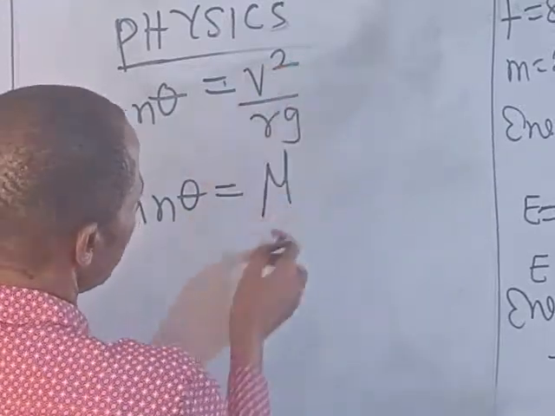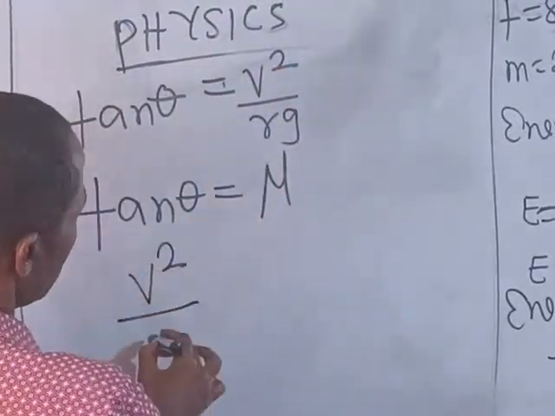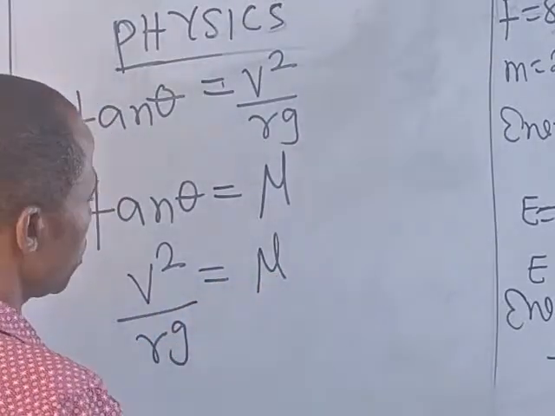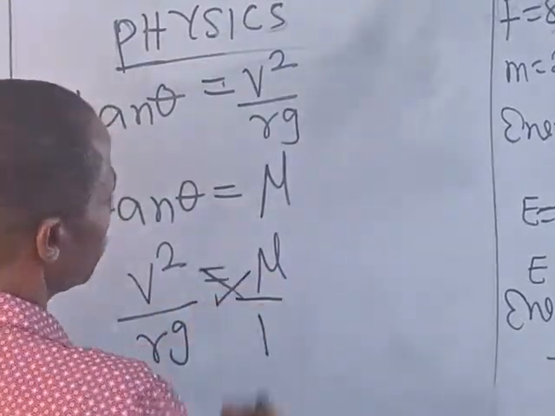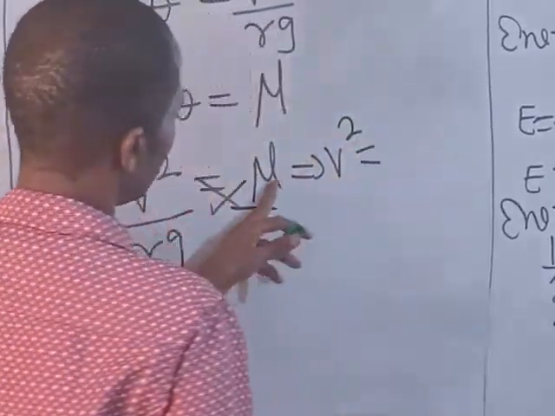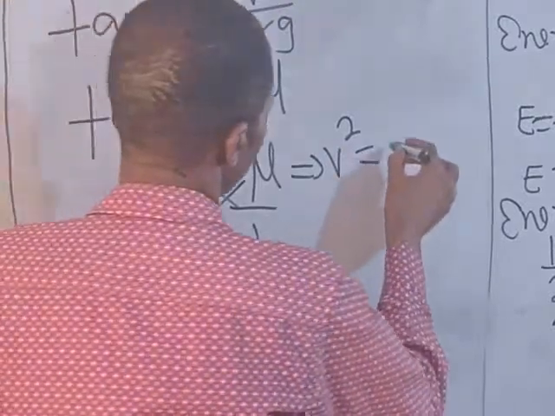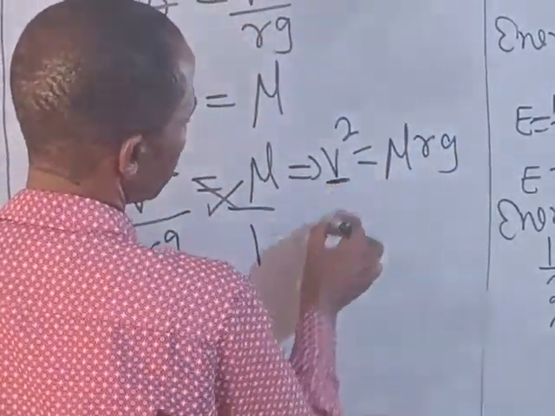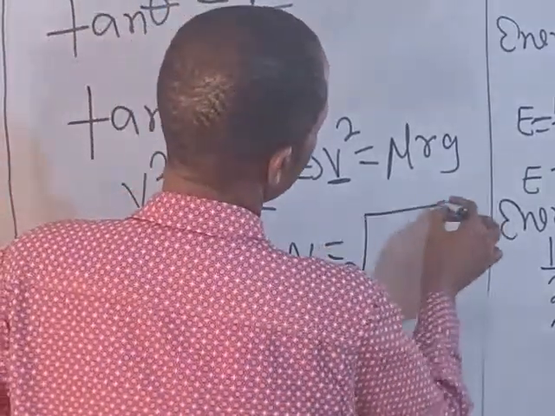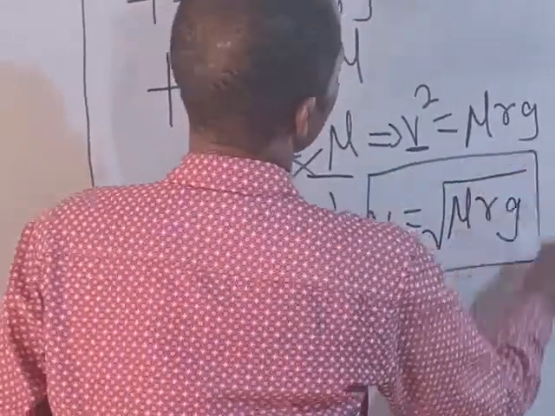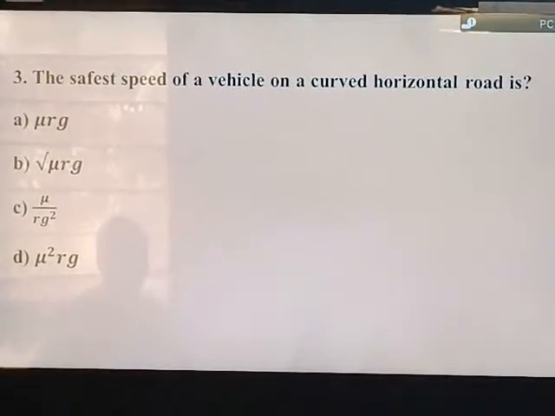If you equate the two of them, you are left with v squared all over rg is equal to the coefficient of friction. So if you cross multiply both sides, then we are left with v squared is equal to the coefficient of friction multiplied by rg. And then we are looking for our v now, which means that v is equal to the square root of coefficient of friction times rg. So that's what we need. And if you look at the options, that's definitely option B. As simple as that.